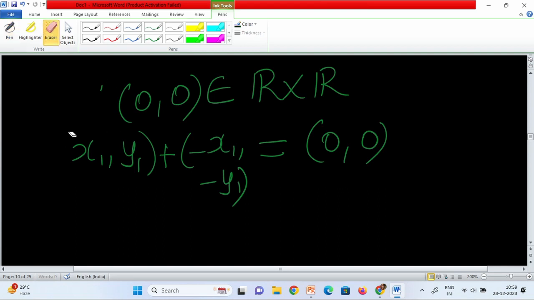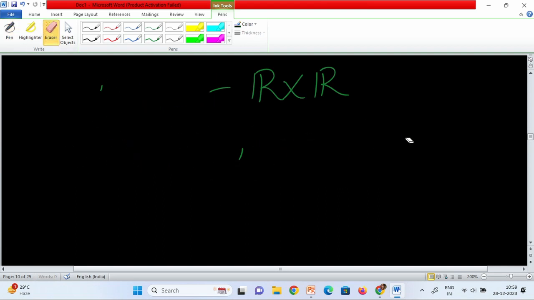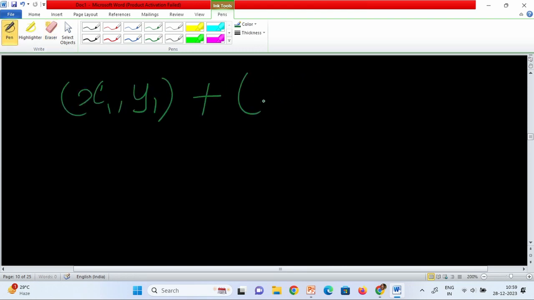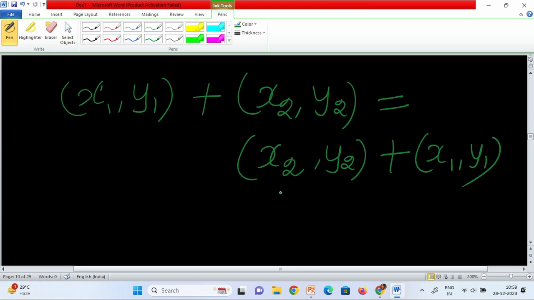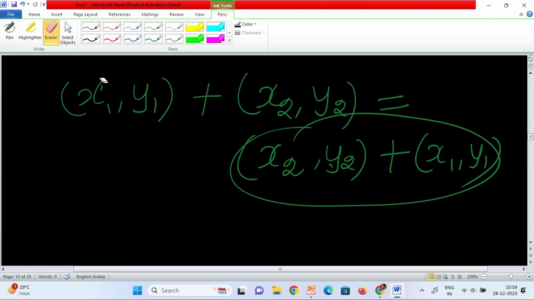And the last one is commutative. For that, we have to take again two elements, x1 comma y1 plus x2 comma y2, which should be equal to x2 comma y2 plus x1 comma y1. This can obviously be proved since R is commutative. If you add these two, you will get x1 plus x2 comma y1 plus y2. Since R is commutative, we can interchange the elements and get x2 plus x1 comma y2 plus y1. From that we can get our desired result. So the first condition is proved here.